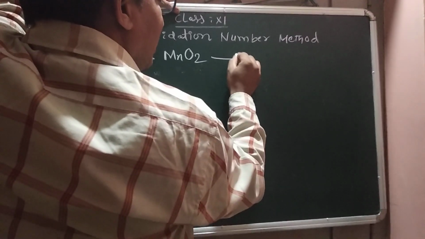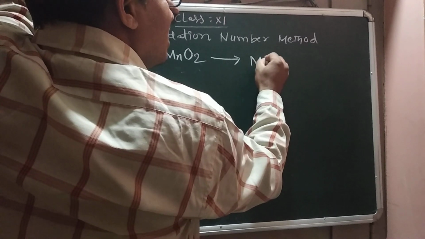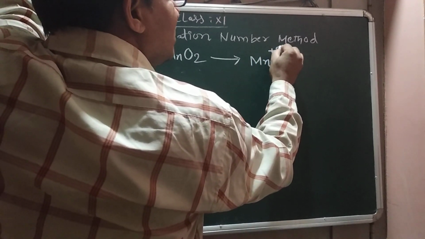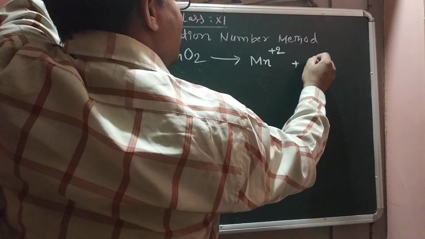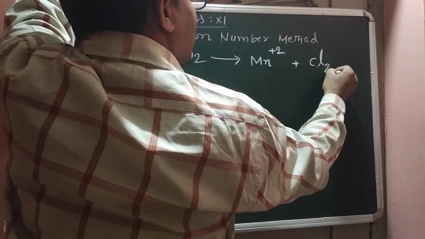This is the statement they have given, children. Chloride ions. Chloride ion means Cl minus, I can write Cl minus like this. When chloride ions react with manganese dioxide, chloride ion reduces manganese dioxide to manganese plus 2 ion and itself is oxidized to chlorine.